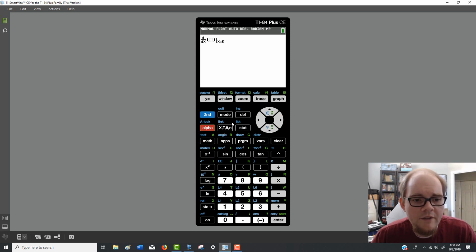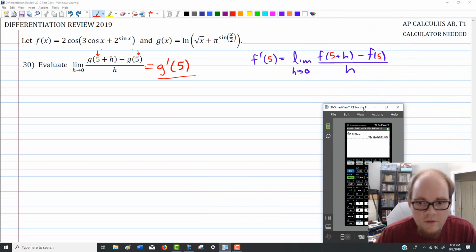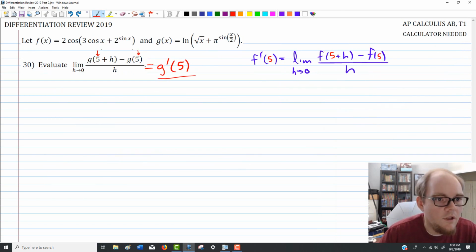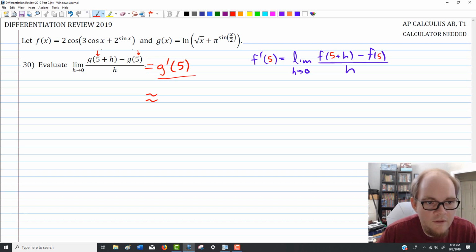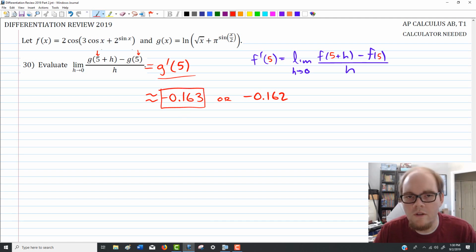And we called g y2. So alpha trace, or the Widler button. We choose y sub 2. And we can press enter. And it tells us our derivative, which it says is negative 0.1625. Oops. So that says g prime of 5, or this value of this limit, is negative 0.163. Or, of course, we could truncate. That's acceptable as well. Either of those answers. The rounded one's what I'm always looking for, but either answer is perfectly correct.